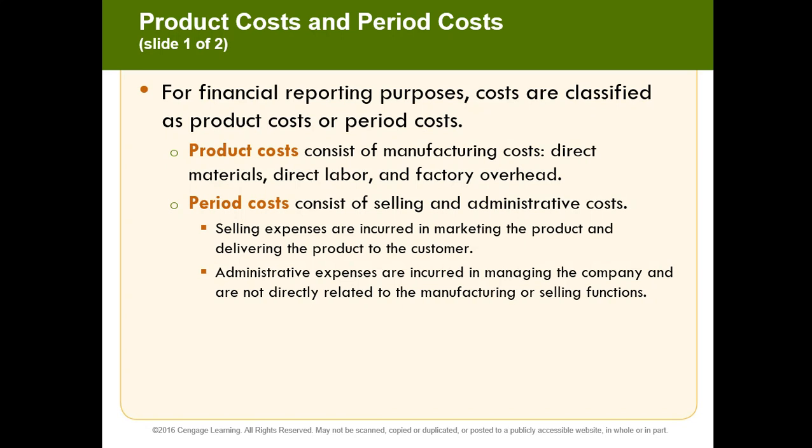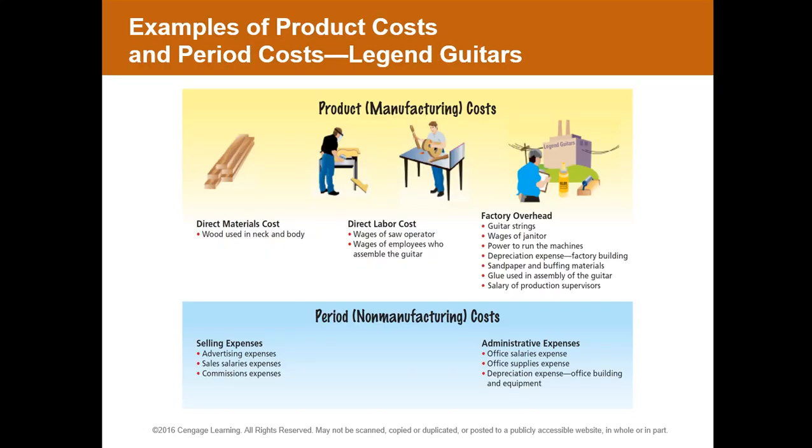Once that product is finished and you've moved it across the street into your showroom floor, any other costs you incur to get that product sold is a period cost. And that's going to be all of your selling and admin. All right, that happens after the fact, after it's finished. And there are some examples for you.